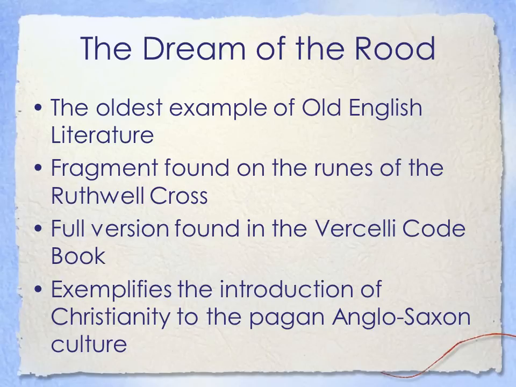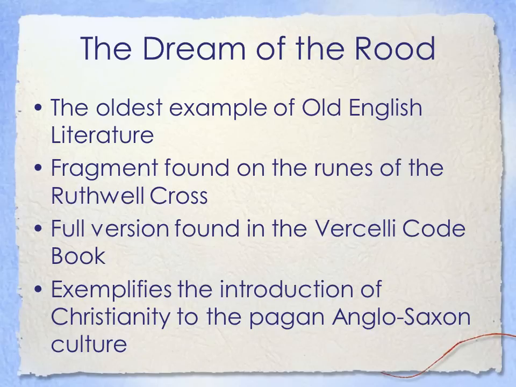Okay, so The Dream of the Rood is one of the oldest examples of Old English literature that we actually have discovered. A fragment of it is found written in runic symbols on the Ruthwell cross. There's a video in this lesson that really talks about that. It's really interesting. And the full version of the poem was found written in the Vercelli Code Book in Old English.